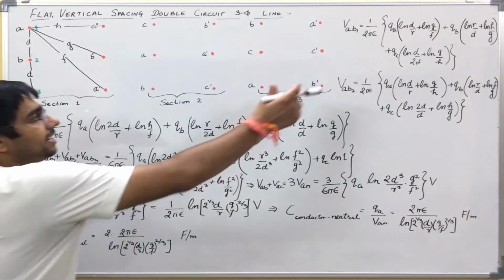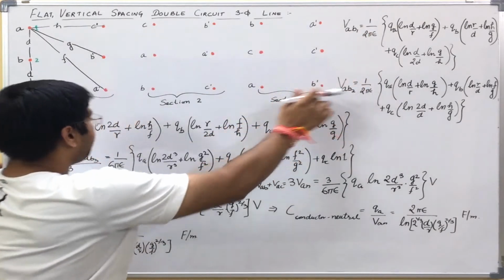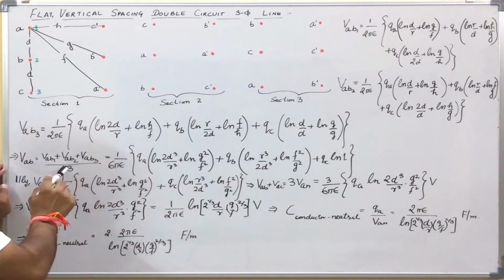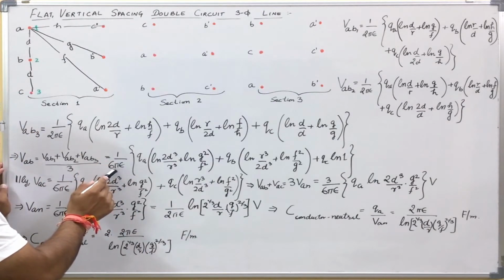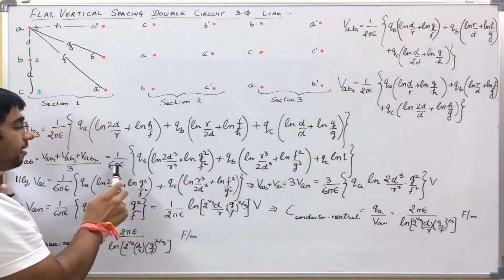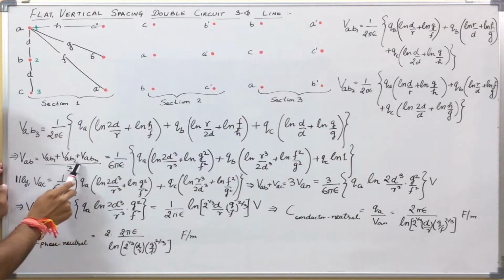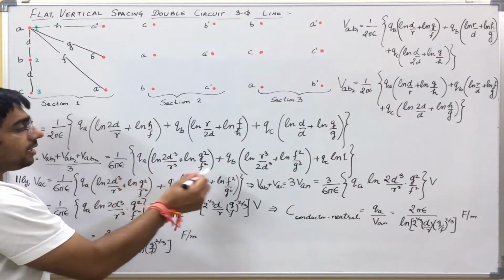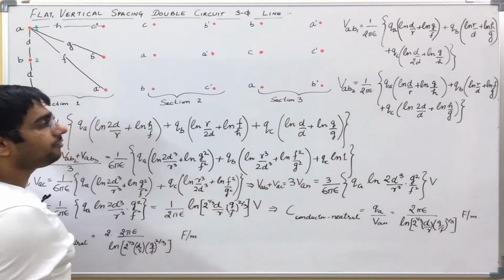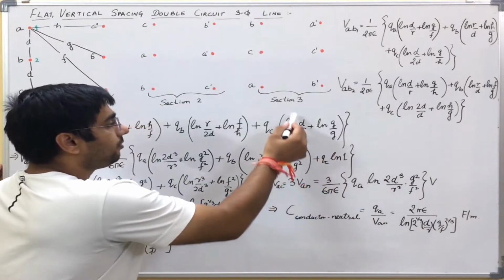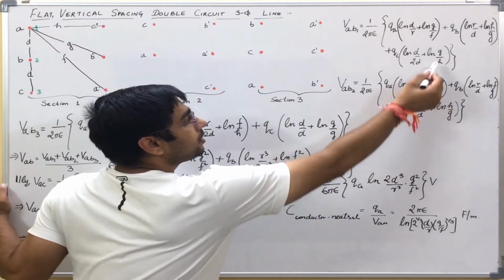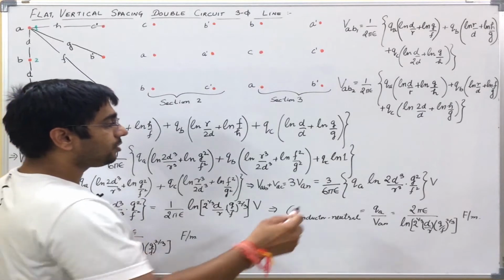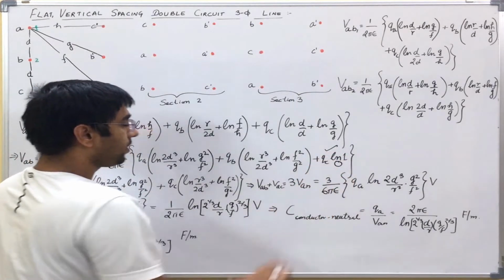So adding these three equations, first, second and third, it will give us 1 by, and taking its average, 3 will come here, that is 1 by 2 pi epsilon naught will convert into 1 by 6 pi epsilon. This 3 will multiply here, and I will take QA terms common, QB terms common and QC terms common. We will see all the terms for QC will cancel out and only natural log 1 will remain, and its value is equal to 0.